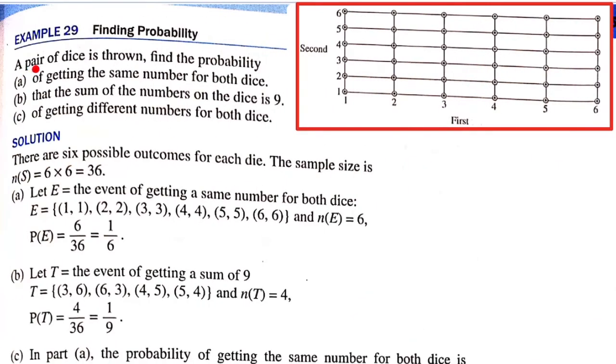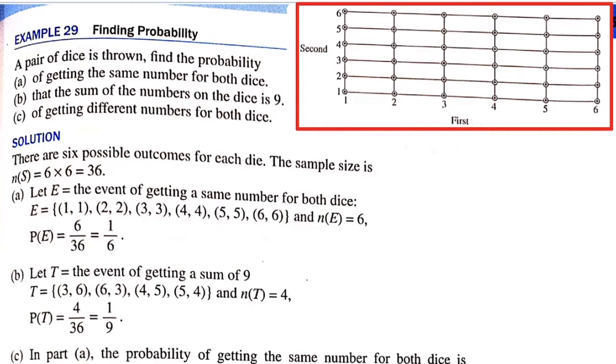Let's see this example where a pair of dice is thrown. So you have 2 dice. Find the probability of getting the same number on both dice. We have this diagram here to help us illustrate what is happening. This is the first row: you'll get either 1, 2, 3, 4, 5, 6. And this is the second row: again, you'll get 1, 2, 3, 4, 5, 6.